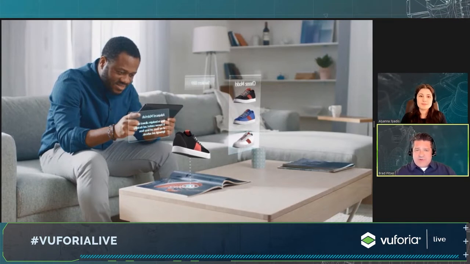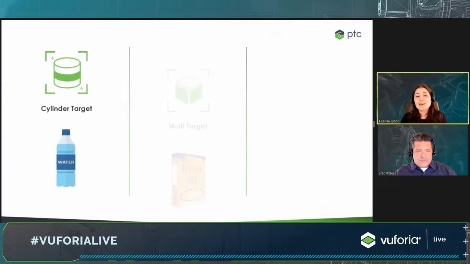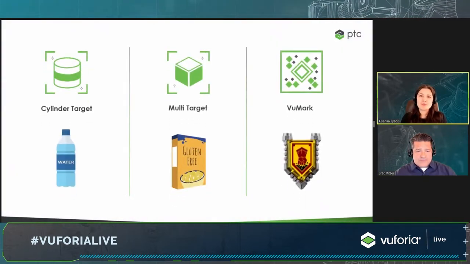That same computer vision technology we use in our image targets, we use to support many other target types and even more use cases. Alyanna will touch on those now. Thanks, Brad. So cylinder targets, multi-targets, and view marks all boast the same high performance and stability found in our image targets, and like Brad said, in all of our target types.